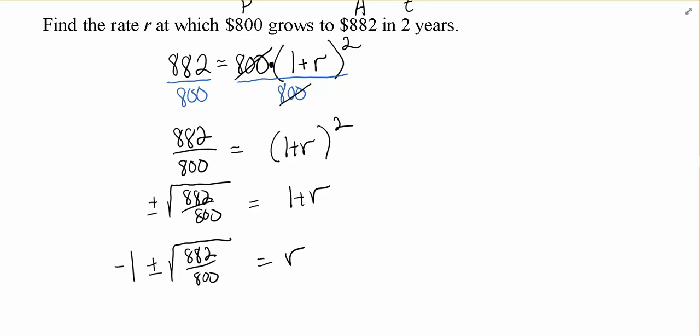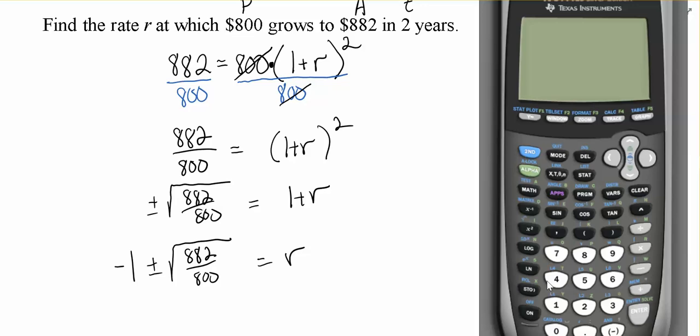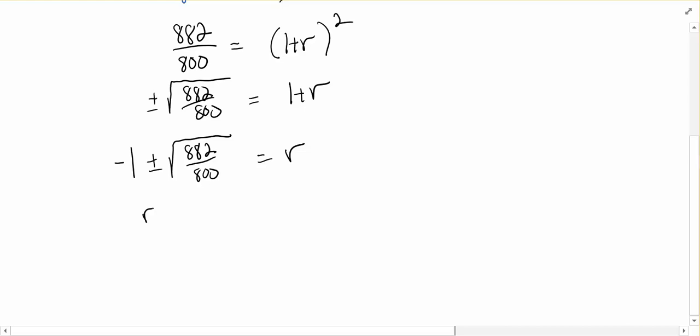Let's use our calculator to help out with this. So let's do negative 1 plus the square root of 882 over 800. And we get an answer of 0.05, which I'll jot down in a second. But we've got to do the minus part of the plus minus as well. So if instead of plus I have a minus, then that's negative 2.05.